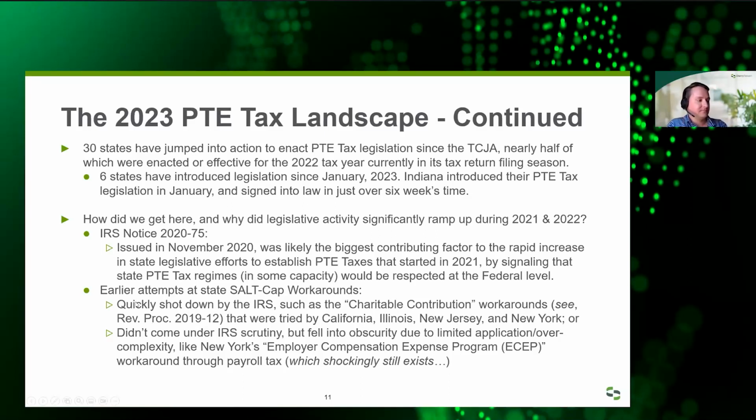The last bullet on this slide talks about earlier attempts at state SALT cap workarounds, before this one really took hold and all the states went down the road of having pass-through entity taxes. There was the charitable contribution: make a charitable contribution to a state fund and we'll give you a tax credit. Well, the IRS pretty much shut that down in many situations; you can't convert your tax liability into a charitable deduction. So that didn't work. And then New York had a payroll tax, converting it to an employer compensation expense program, which was not easy and did not take off.